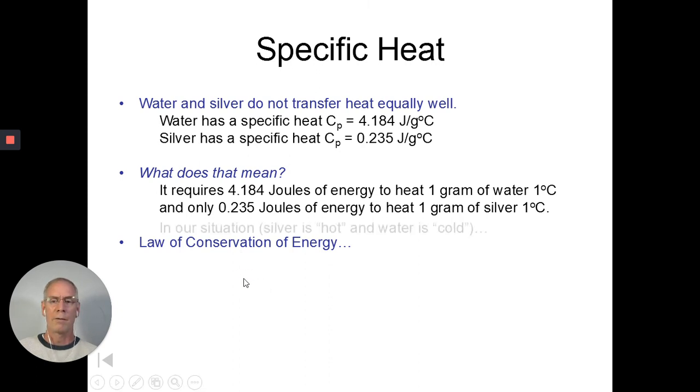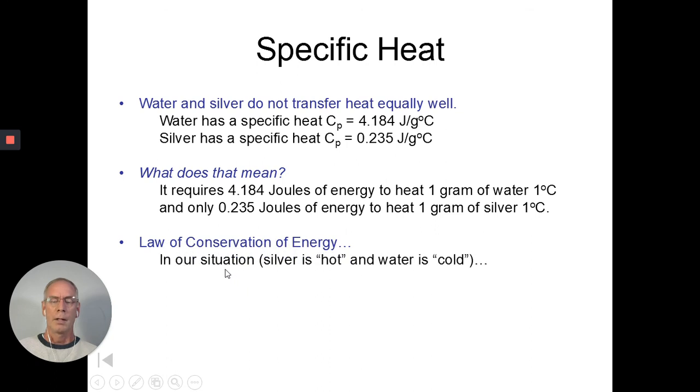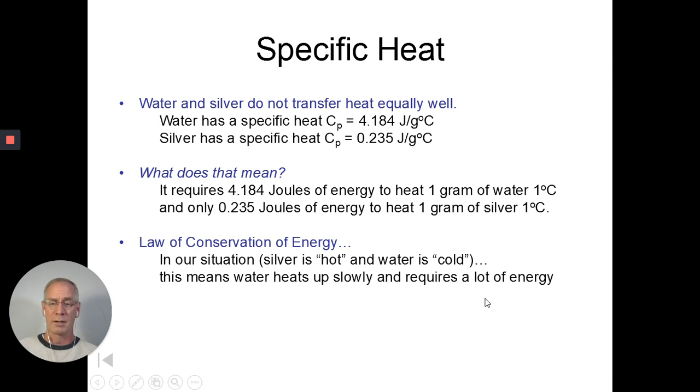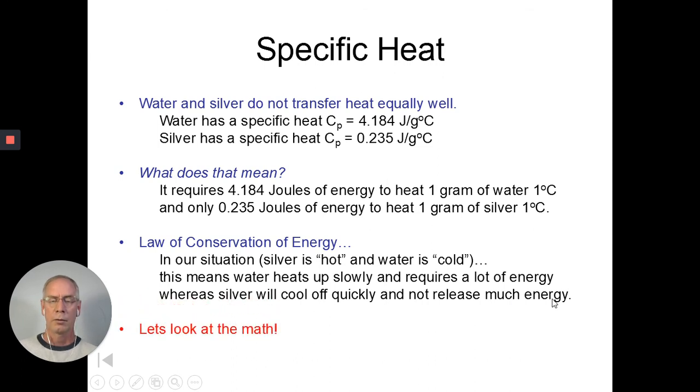That's due to the law of conservation of energy. In this situation, one is going to lose energy, that is the one that was hot, the silver, and the other gains energy, that's the water. So the silver's hot, the water's cold, relative. So it means our water's going to heat up pretty slowly, and it would take a lot of energy to get that to happen. Whereas the silver is going to cool off real quick, but it doesn't have to release very much energy because it didn't take much energy to get hot. So let's look at some of the math related to this.